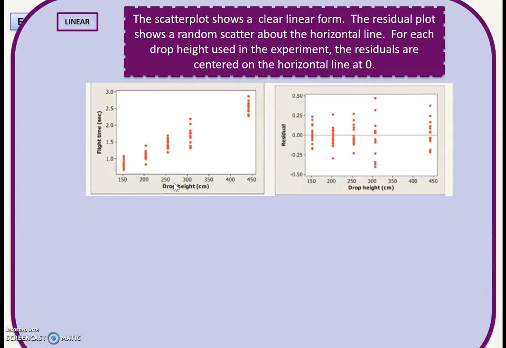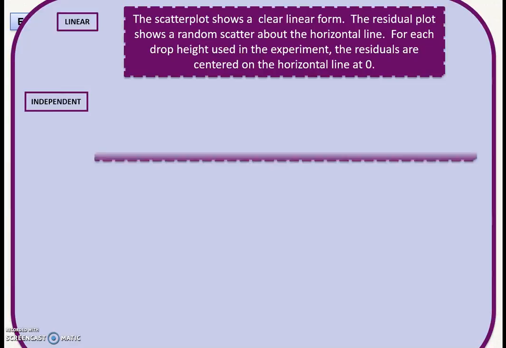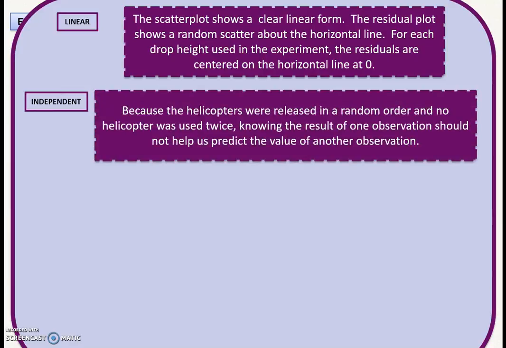The residual plot also shows a random scatter about the horizontal line, so it's not like it's up and then down and then up and then down or anything like that. It's not a big U. We have data above and below that horizontal line at 0. Independent. This condition is met because the helicopters were released in a random order and no helicopter was used twice. So knowing the result of one observation should not help us predict the value of another.